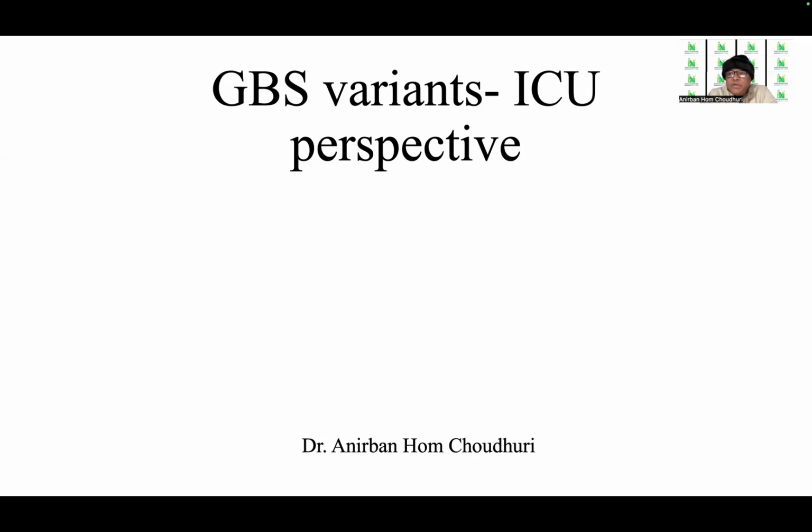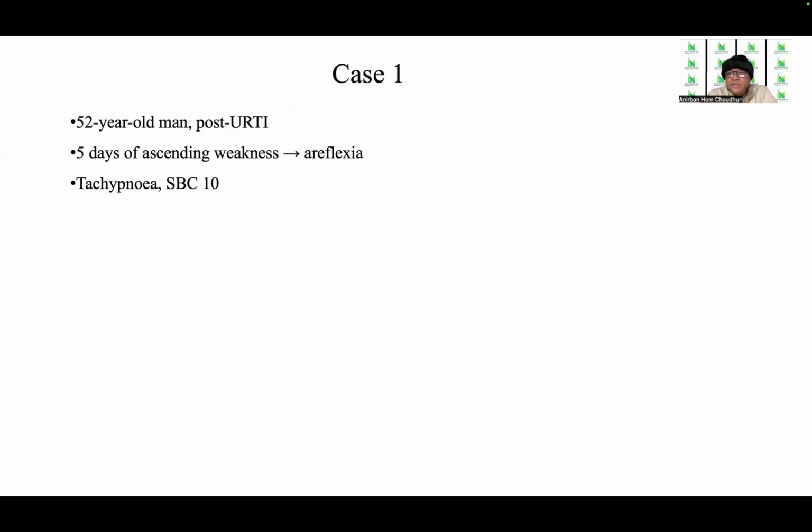And these are important from the ICU point of view because the management strategies and the prognosis are slightly different in these variants. Let us start with the first case, a 52-year-old man who, post upper respiratory tract infection, presents with 5 days of ascending weakness followed by areflexia. The patient is also tachypneic and the single breath count is 10.